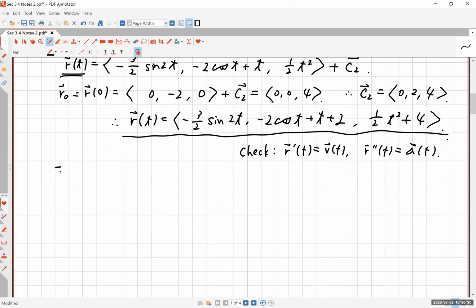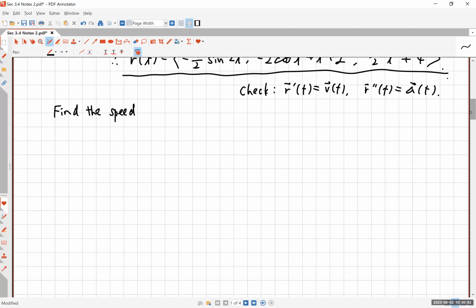Right? Now, let's say, in addition to this, for some reason, somebody wants to know how fast this is going, the speed, which is a numerical value, not a vector. It is a scalar, not a vector. Find the speed at t is equal to pi, second. So pi seconds later, how fast is this object moving?